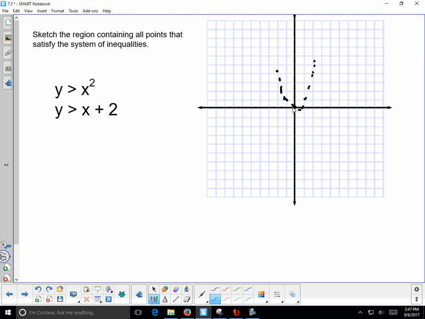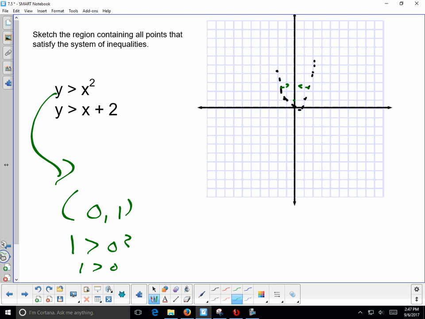So I have a parabola, y is greater than or equal to, I cannot use this point 0, 0, so I'm going to use a different test point. Maybe I use 0, 1, that would be this point right here inside the parabola. So I'm going to have 1 is greater than 0 squared, so 1 is greater than 0, that's true. So I'm shading inside the parabola.